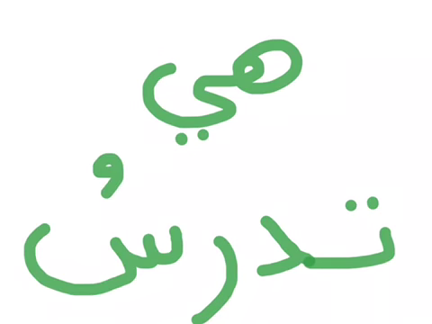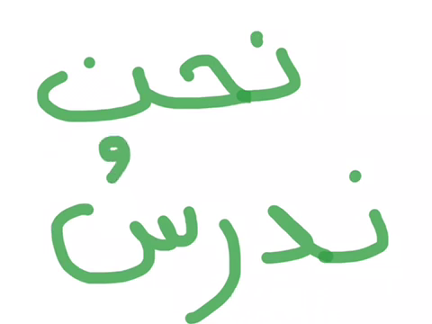If we want to say she studies, we're going to begin our verb with a ta, then our three root letters, and a dhamma at the end. Hiya tedrusu. You may have noticed that tedrusu is the same word that we used for enta. So enta and hiya are both the same.